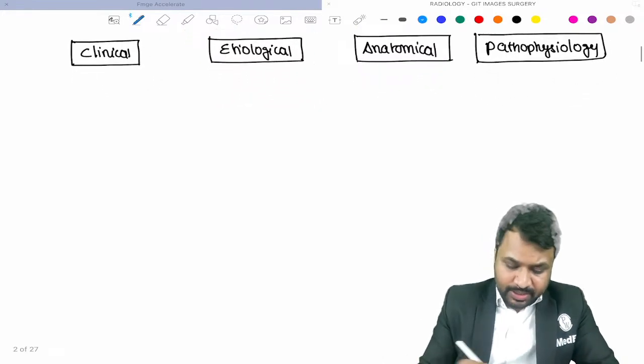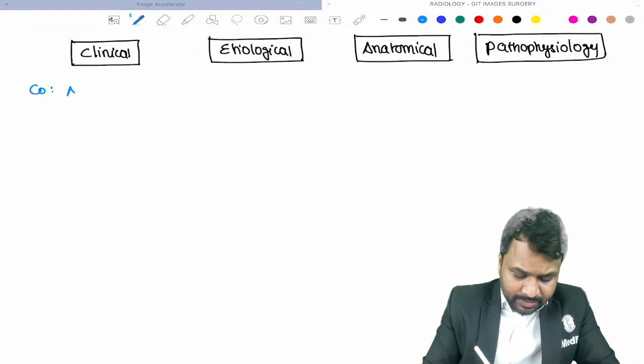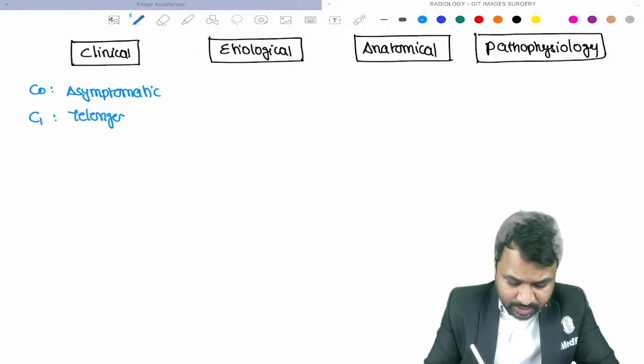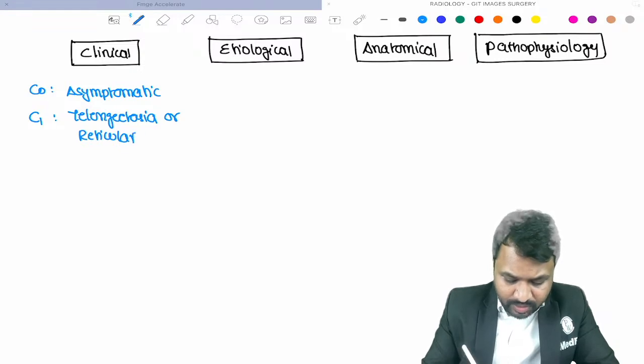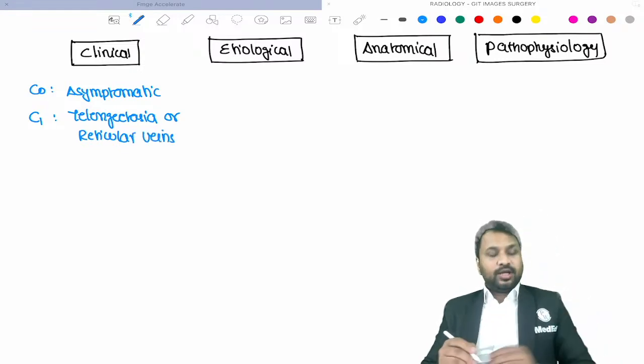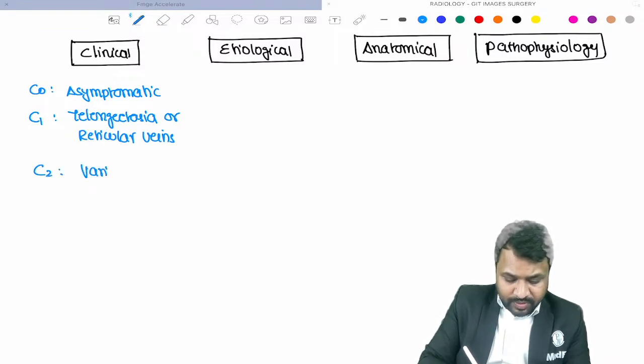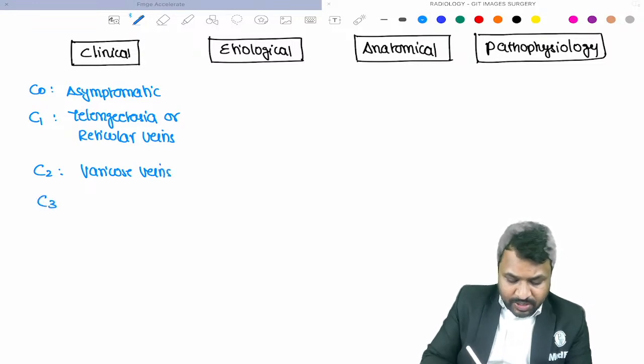We have the C0, which is asymptomatic. C1, there is presence of telangiectasia or reticular veins. Telangiectasia or reticular veins, that is C1. C2 will be presence of varicose veins. C3 is presence of edema around the level of ankle.